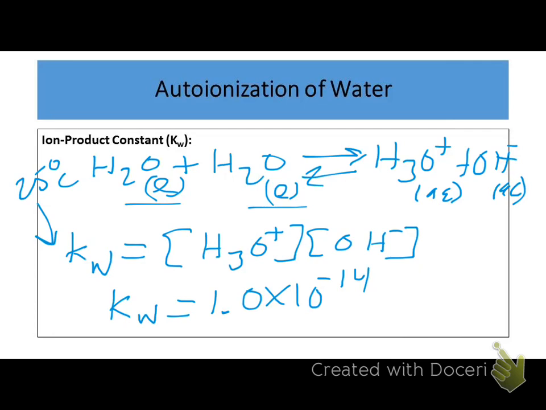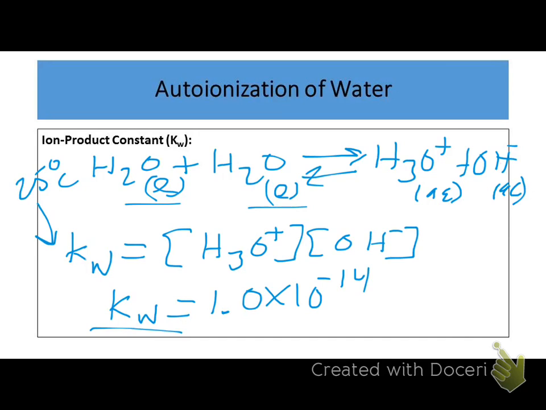All right? So again, let's just look at this really quickly. I have a glass of water. Most of the water is going to be in its H2O form because the equilibrium lies to the left. The Kw is so small that very little product is going to be formed when water reacts with itself to form the hydronium ion and the hydroxide ion. Now, the Kw value at 25 degrees C, you need to memorize. You need to have this down quite well.